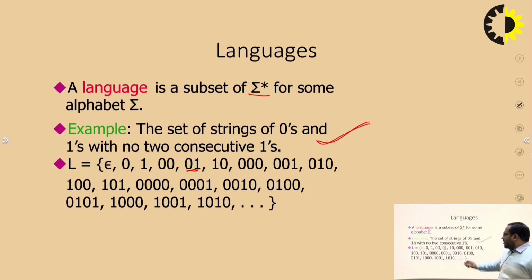No two consecutive ones. So you can see any string, there is no consecutive one here. That kind of string, when you are going to design an automata, that automata must follow that constraint. Or you can say that whatever the language is given, the automata should accept that kind of string, and all other strings should be rejected by that machine. Got my point? So this is the example.